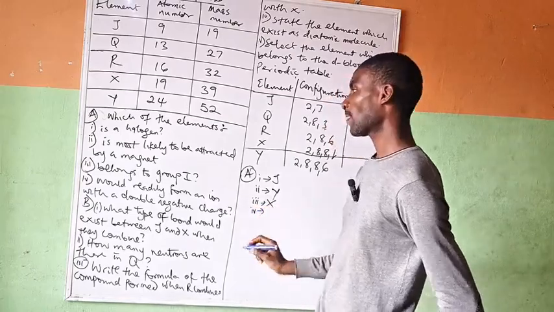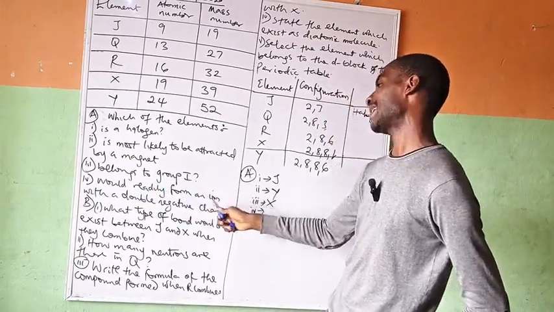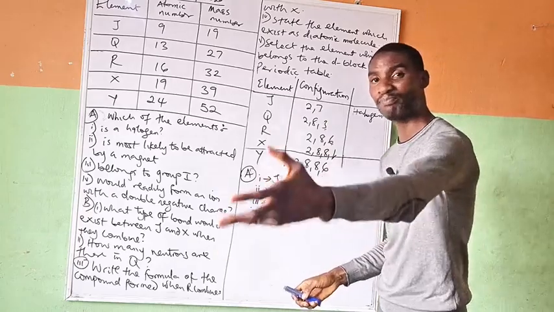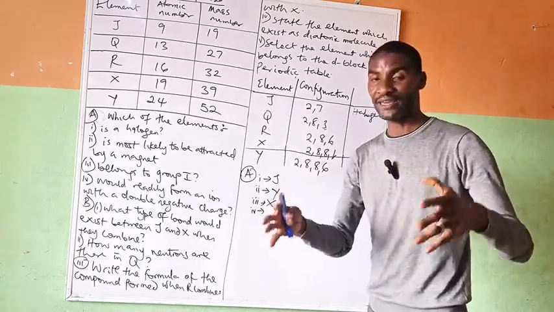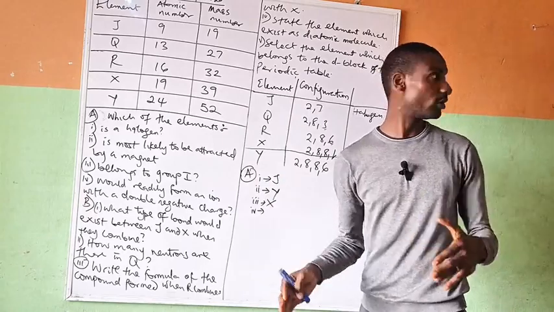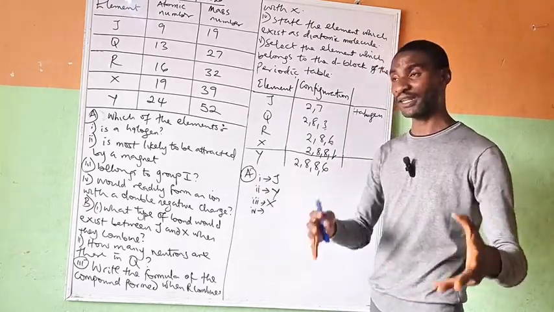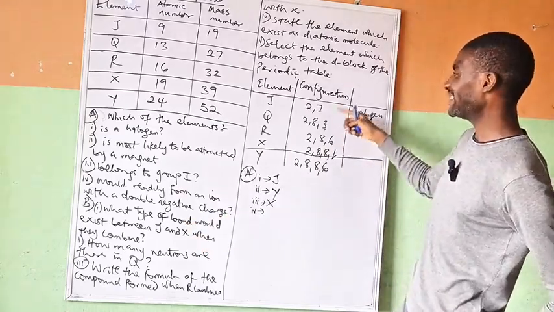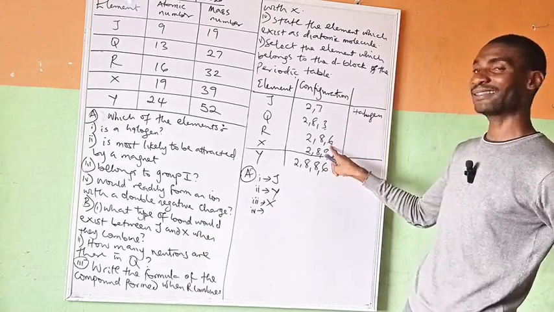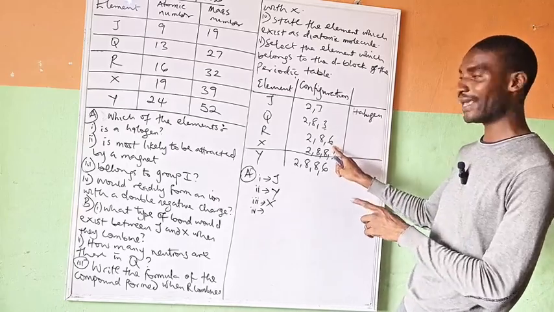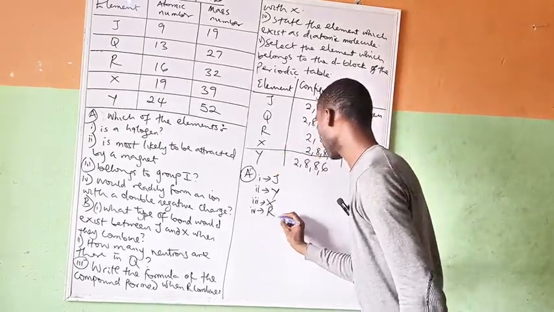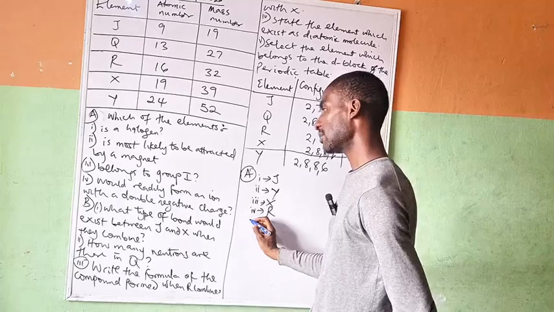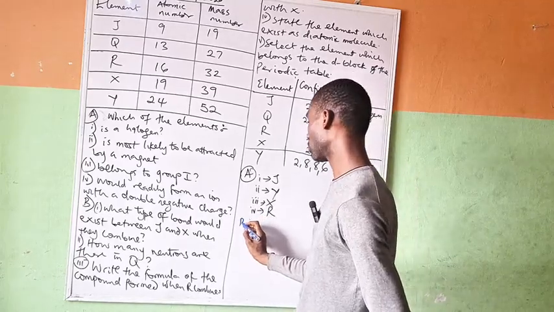Roman figure 4. Which one would readily form an ion with a double negative charge? Double negative charge. Negative, I said earlier, means they are borrowing 2 electrons to have 8 electrons in the outermost shell, to attain stability, octet valency. So they have to borrow 2 electrons. So who amongst them needs to borrow 2? This one has 6 in the outermost shell, so it needs to borrow 2 to make it 8. So the answer will be R. This R needs to borrow 2 to attain octet. And then, okay, so let's go to question B.